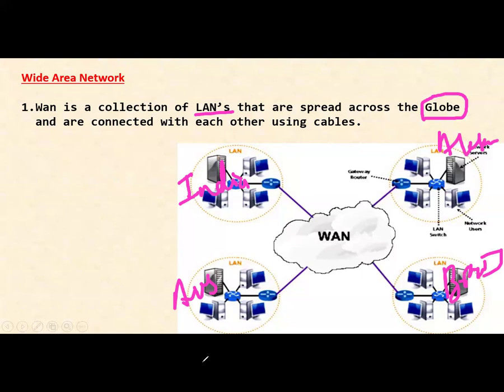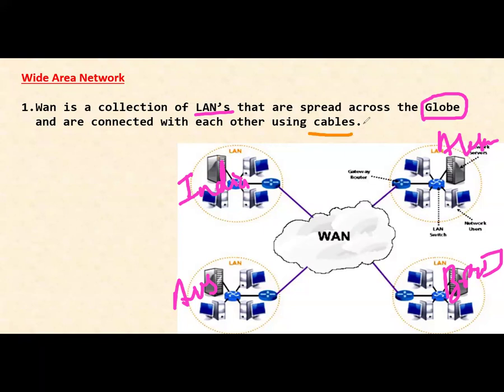Just imagine the distance here, my friend. Every location is separated from each other by some thousands of kilometers distance, right? No one is even some hundreds of kilometers away. They are thousands of kilometers away from each location. So this wide area network is a connectivity where the branches which are there in different cities, countries, or continents are connected with each other so that they can share the data, they can share the information, they can do their particular business.